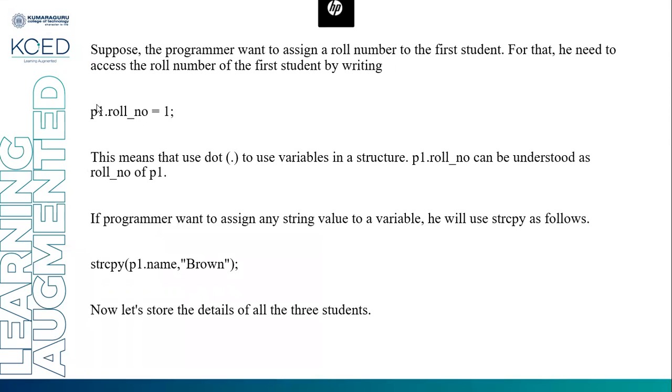So how to assign a value? Structure variable, dot, member. P1 is the structure variable and roll number is a member, and then assign a value. To print a value, we also have to use the dot operator. So the dot operator is used with the structure variable to access its members.